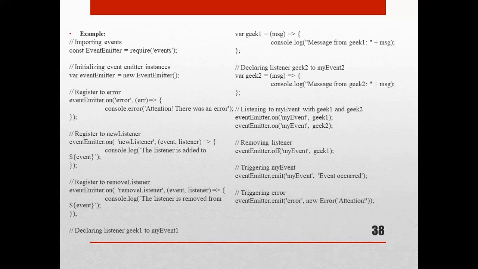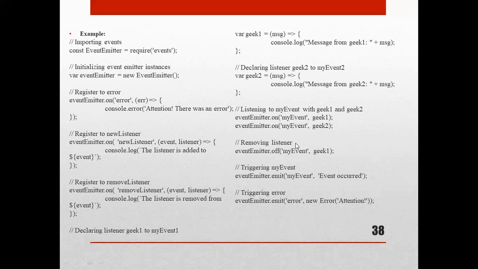jig2 to my event 1 and my event 2. That jig2 contains another message, message from jig2, and that particular message we are going to trigger. We have to listen to my event with these two listeners, jig1 and jig2. Here you can see event emitter dot on, which event, my event, and that particular listener, jig1 and jig2, that is event emitter dot on my event jig1 and event emitter dot on my event comma jig2.